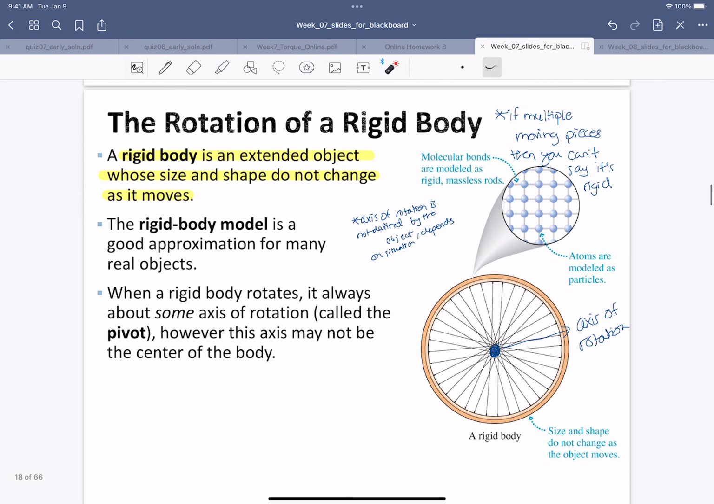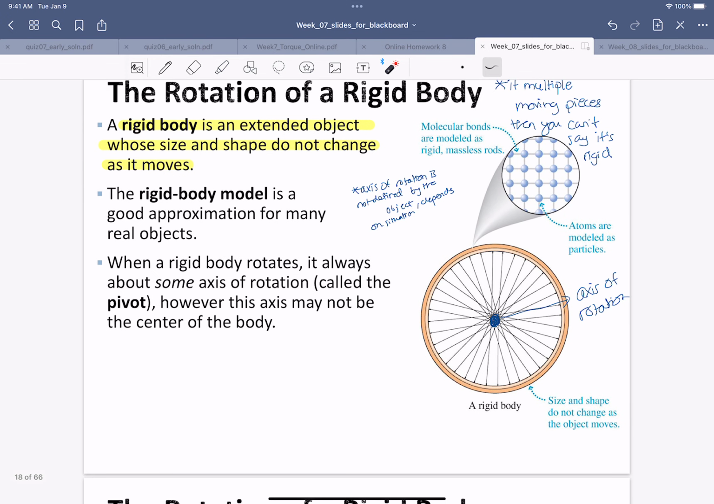Now here's where we get to the torque stuff. So we know a rigid body is an extended object. The size and shape doesn't change as it moves, right? So a rigid body is an example of like a wheel or a tire, where you have this central axis here, that's your axis of rotation, and it's not like a localized, just a central object that the axis is doing the motion itself. It's an extended object. It has these spokes, right? It has extensions of itself, essentially.